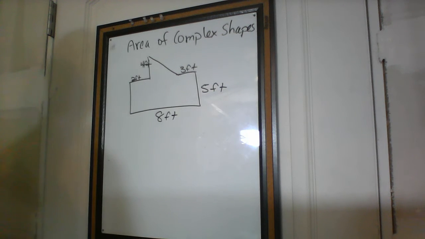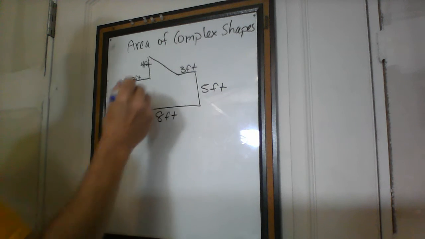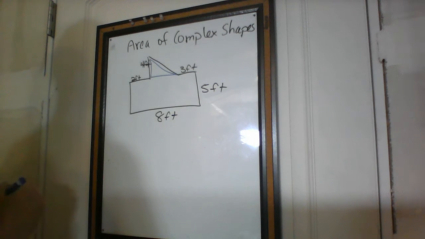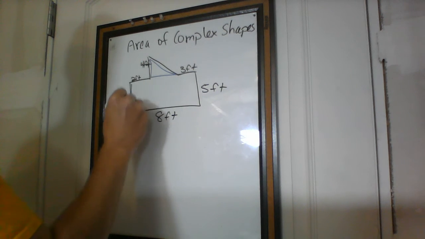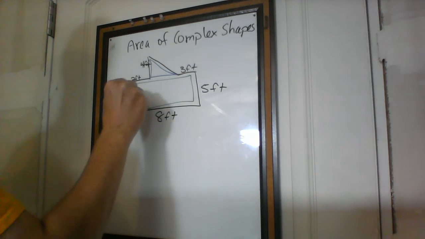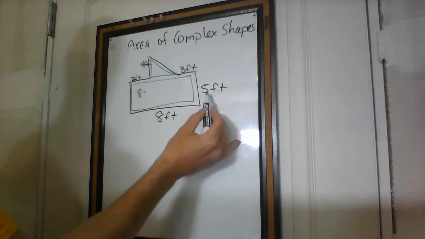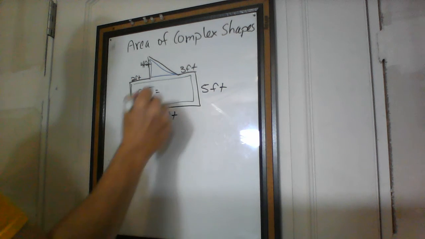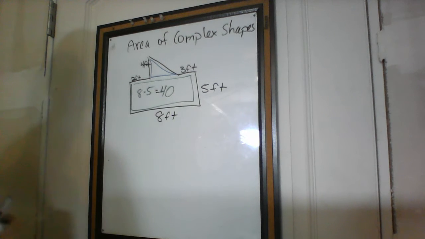We're gonna break this into our 2 separate shapes. Okay, we're going to take our triangle, and then that leaves us with our rectangle. For our rectangle, base is 8. We're going to multiply that by 5 because that is our height. 8 times 5 is 40.